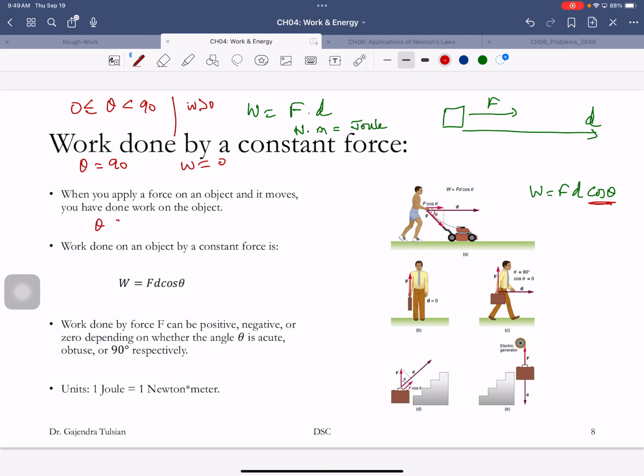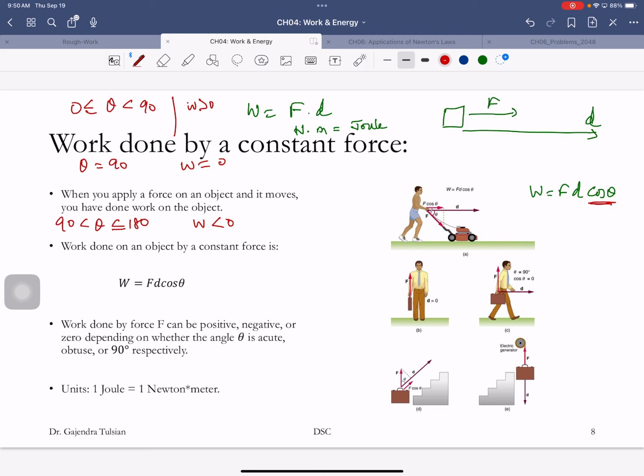And when the angle is between 180 degrees and 90 degrees, then the work done is negative. So you can do positive work, negative work, or 0 work. When I do positive work on an object, I increase its energy. When I do negative work on an object, I decrease its energy. So here are examples.